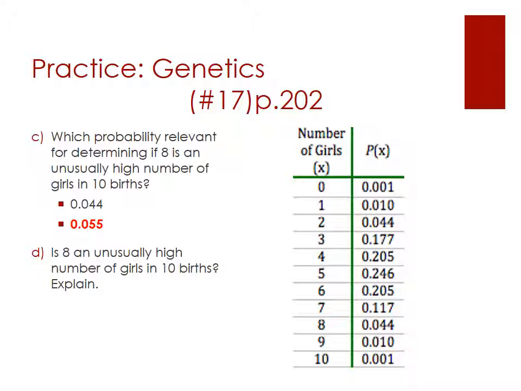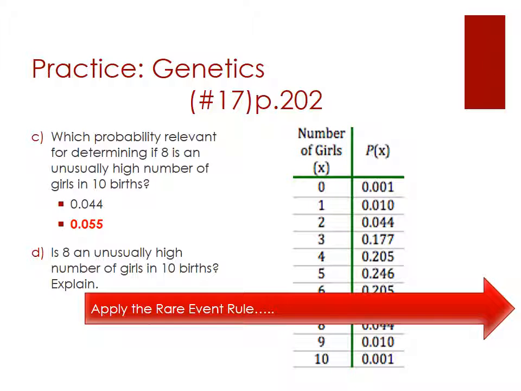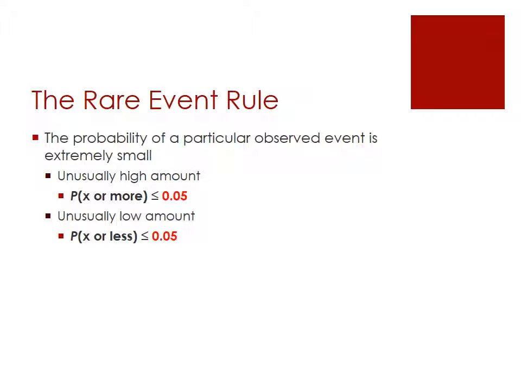We know that now, when we're looking at an unusually high number, we're looking at the probability of 8 and more, all other extreme events. So in this case, the probability of 8, the probability of 9, and the probability of 10. And now we have our last question, is 8 an unusually high number of girls in 10? To answer this question, we need to apply the rare event rule. The rare event rule says that if the probability of a particular observed event is extremely small, right?